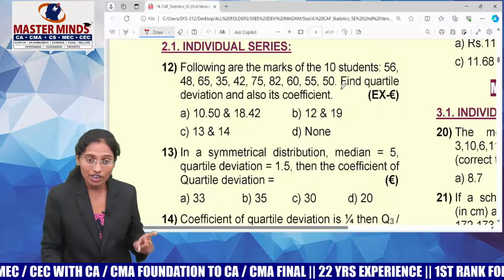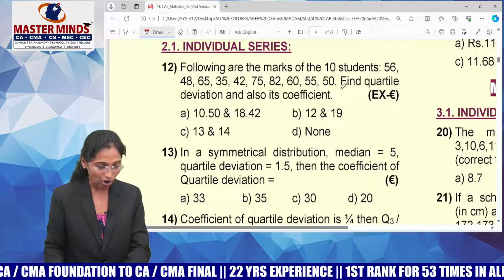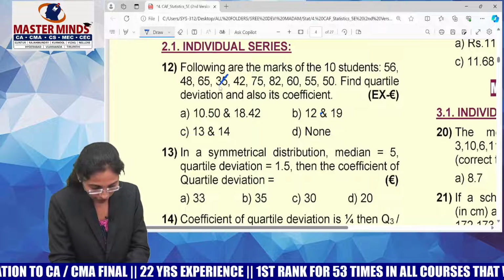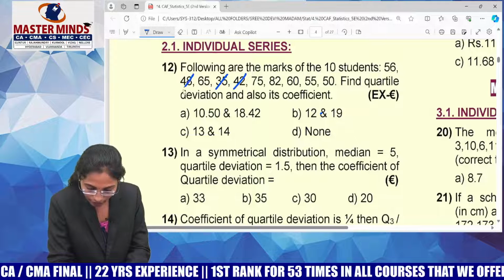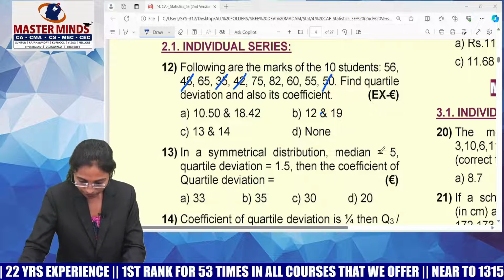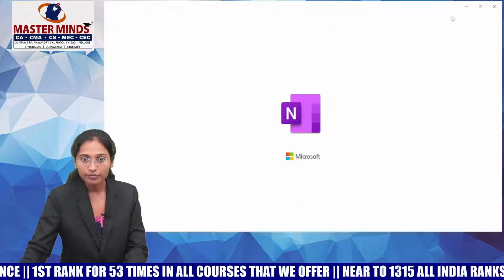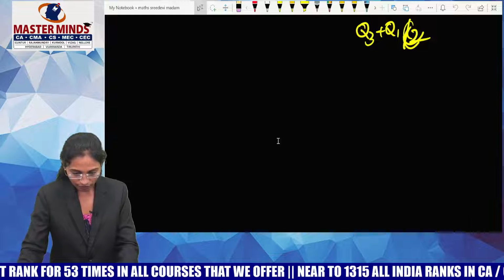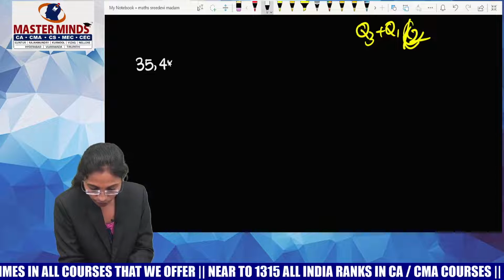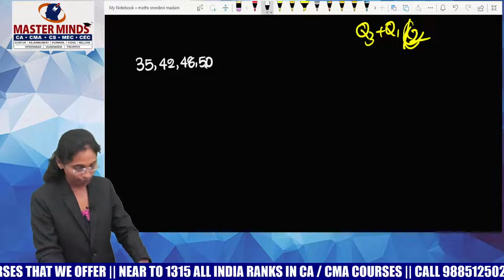To calculate quartile deviation, we need Q1 and Q3. For that, data must be arranged in ascending order. Let's get into the order. The least observation here is 35, and then 42, and then 48, and then 50. So let me write down the observations: 35, 42, 48, 50. Let's talk about the remaining observations also.